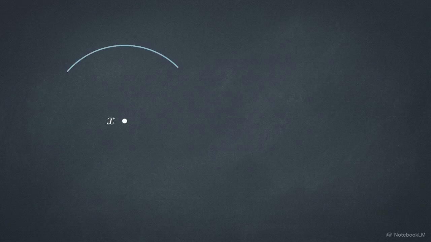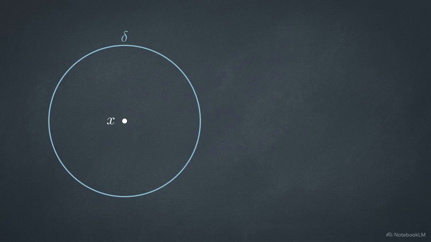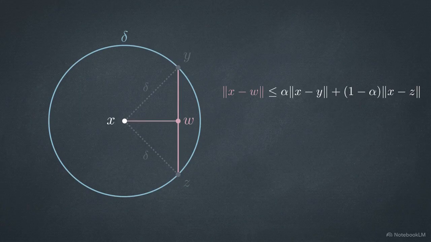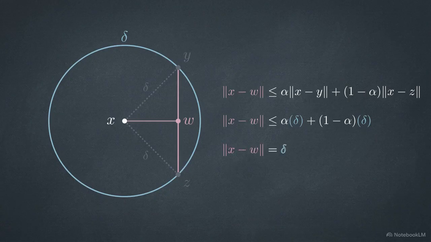Let's assume our set of best approximations has at least 2 distinct points, y and z. This diagram shows our target point x surrounded by a boundary sphere representing the minimum distance, delta. Both y and z sit exactly on this boundary. We then select an arbitrary point w located anywhere on the straight line segment connecting y and z. When we apply the triangle inequality to measure the distance from x to w, the math restricts the length. The distance is bounded by the weighted average of the distances to y and z. Since both of those are exactly delta, the distance to w must also be exactly delta.